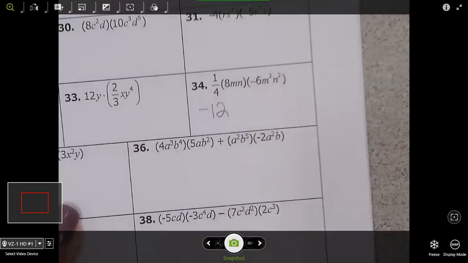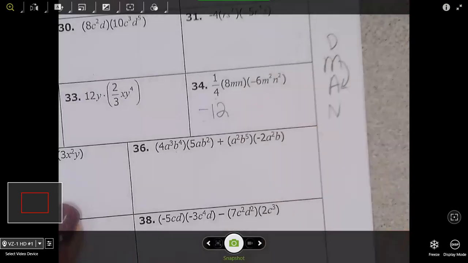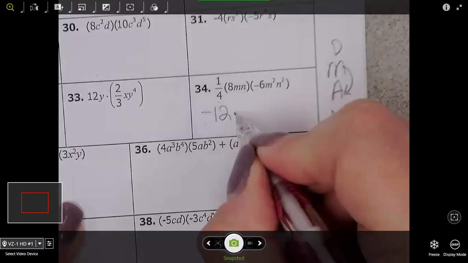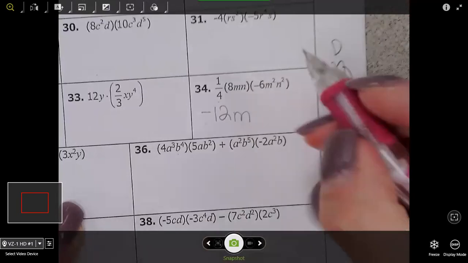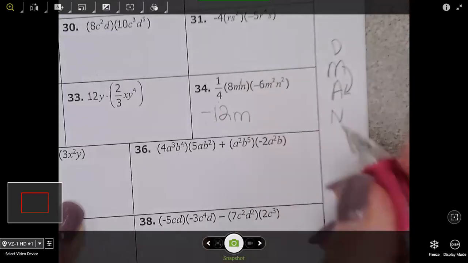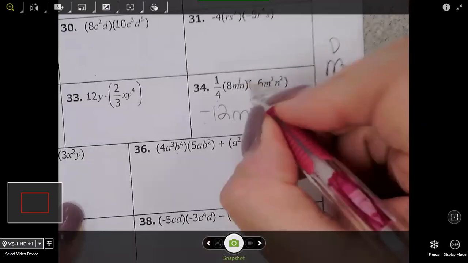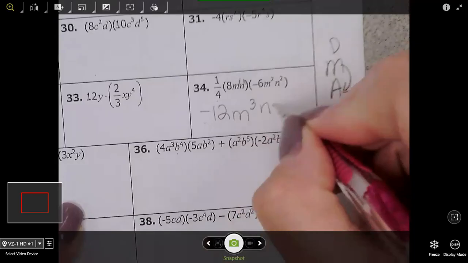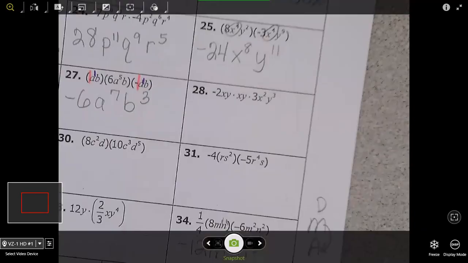Okay, so this is what I do. I just multiplied. What do I do next? I add the exponents. So I have an M. What would my M be? One plus 2, 3. And then that's an N, and I have a 1 plus 2, 3. All right, now I'm getting the impression that this is easy. You guys are rock stars.